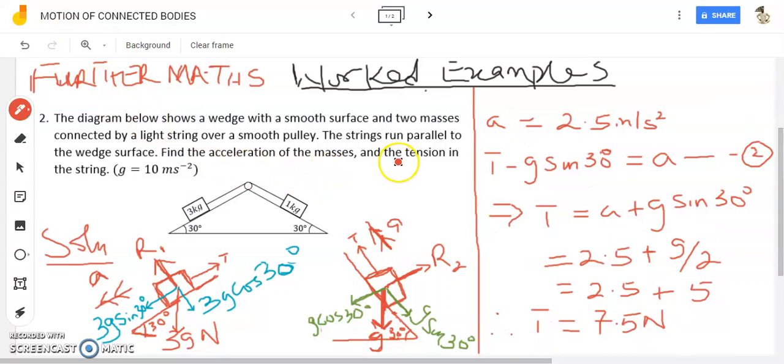Now, to find the tension in the string, all we need to do is just slot in our acceleration into any of the two equations. I prefer this very one, the second equation. So going by this second equation with our parameters a and g put appropriately into the equation, we have our T to be 7.5 newtons.